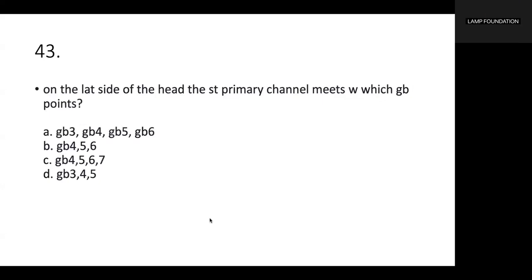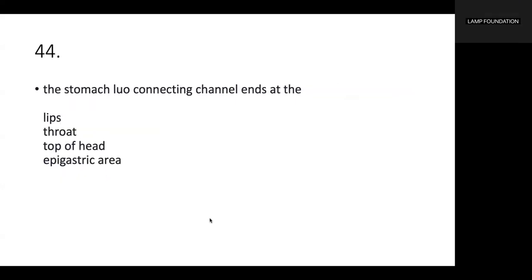On the lateral side of the head, the stomach primary channel meets with which GB points? GB3, GB4, 5, and 6. GB3 to 6. The stomach luo connecting channel ends where?